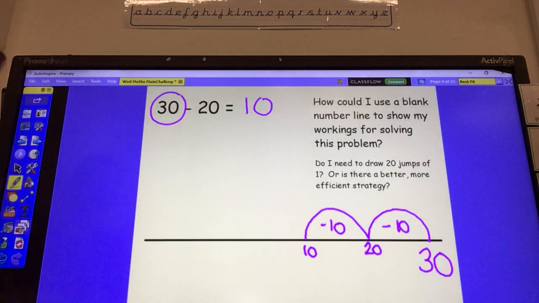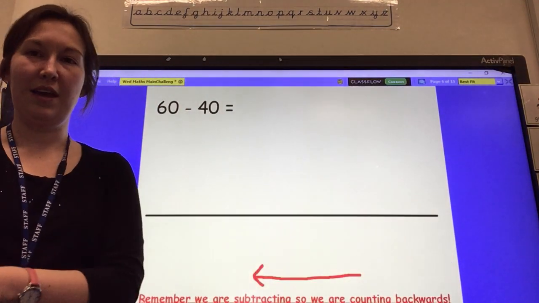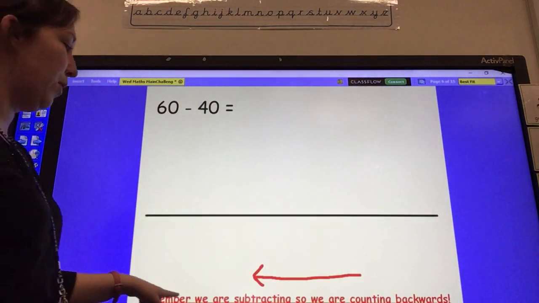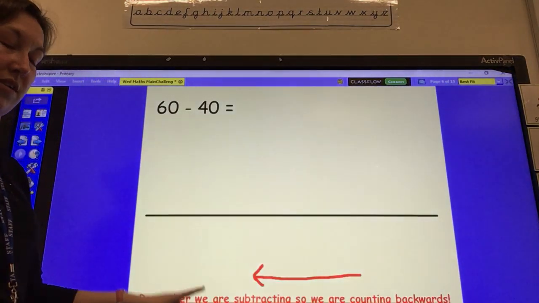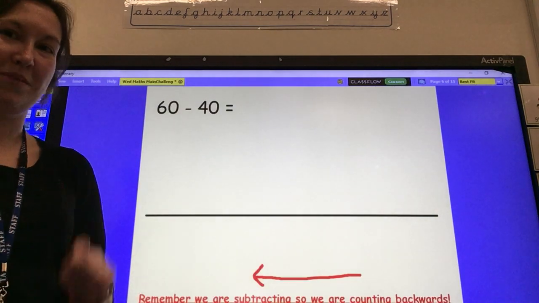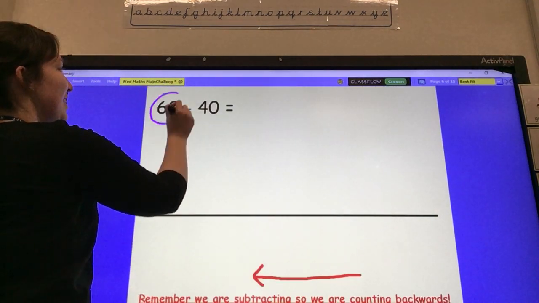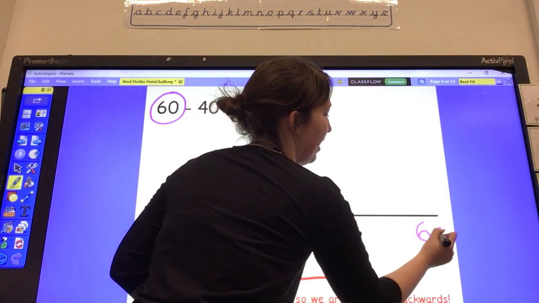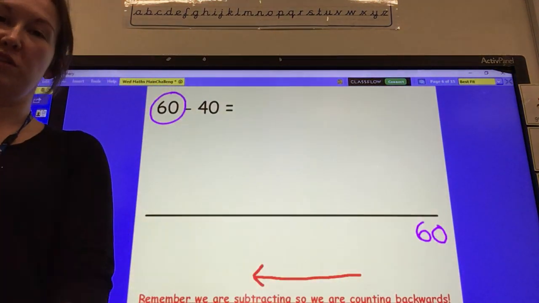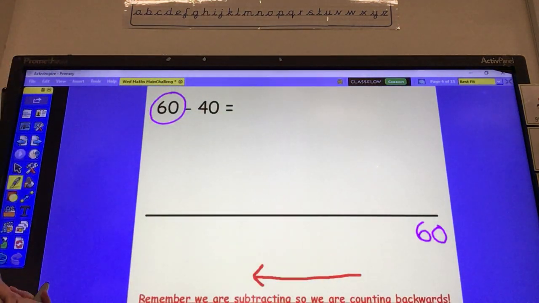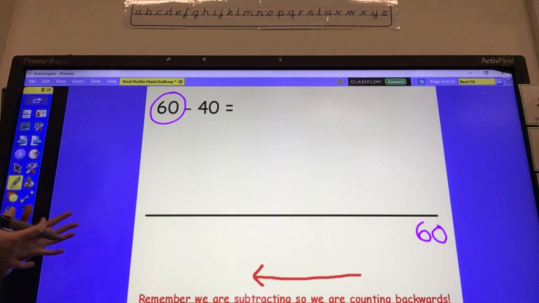Now, can you have a go at answering this question? Remember, we are subtracting, so we're counting backwards, and I've put an arrow at the bottom to remind you. So 60 take away 40. So pause the video here and have a go at counting backwards in tens to work out 60 take away 40. Remember, I want to see it on a blank number line.